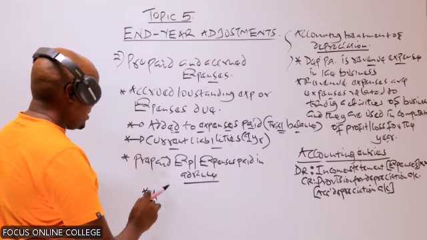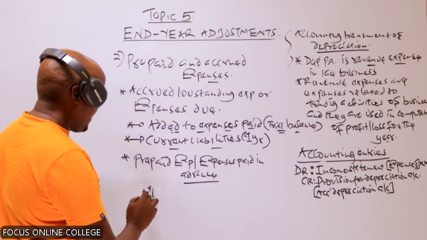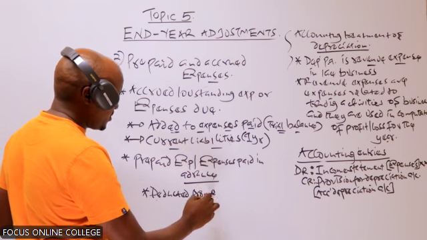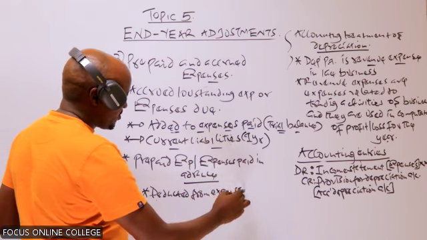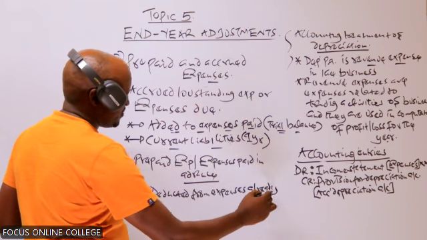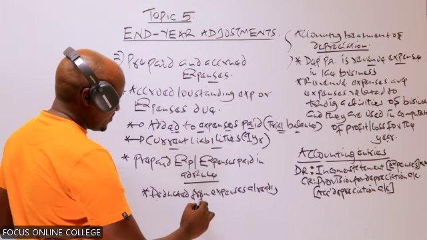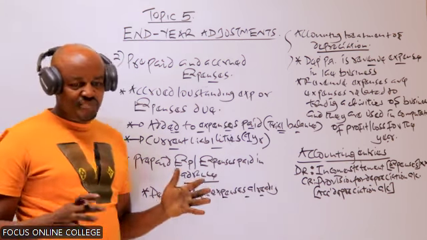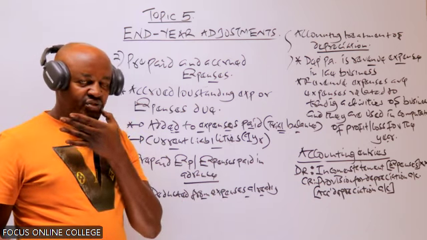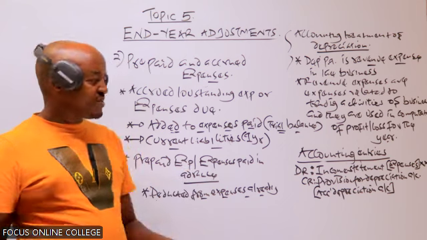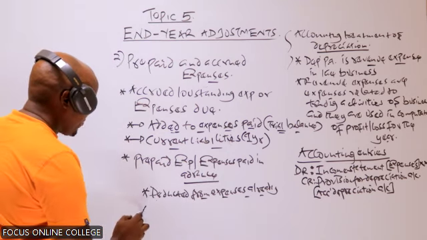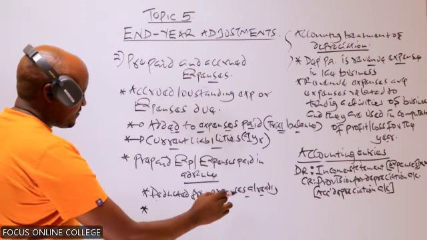Number one, these expenses are always deducted from expenses already paid. And that is when preparing the income statement. When computing the profit or loss for the current year, you deduct them from the expenses already paid. I'll be able to explain the reason behind this, but let me first explain how we treat this: deduct them from the expenses already paid.